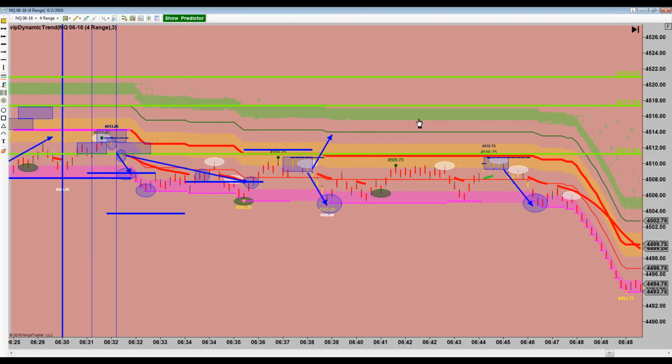Eventually, I think this thing falls off the map. So if you had that 20, 30 tick target sitting down there, eventually you hit it on your runner.